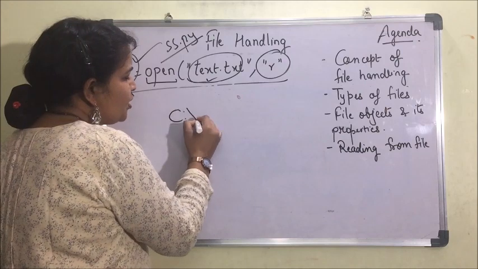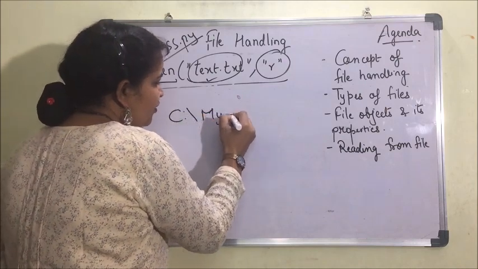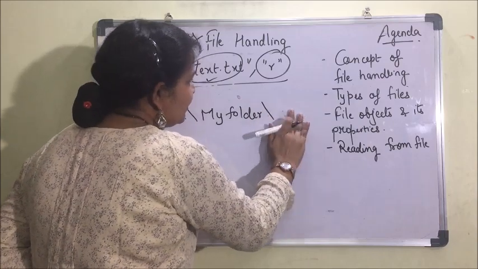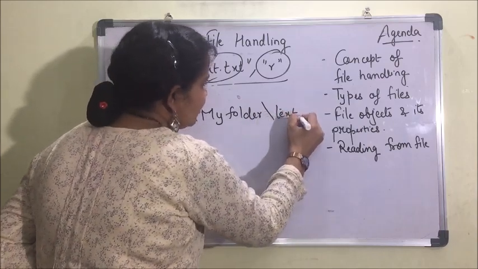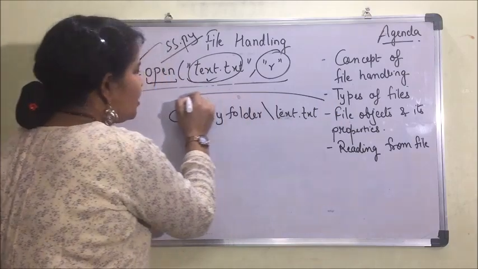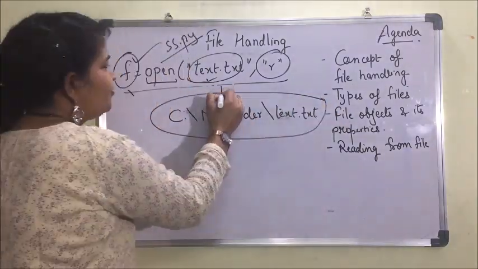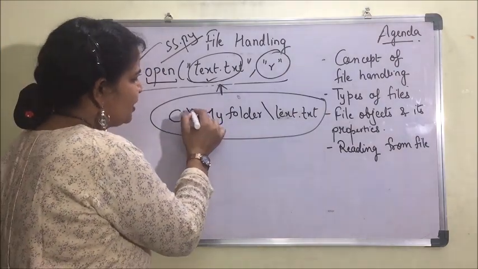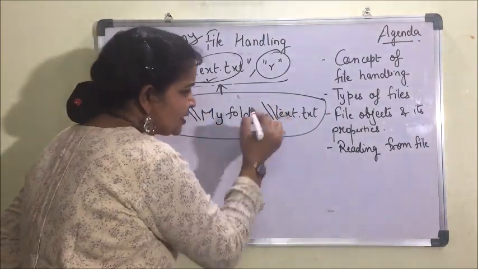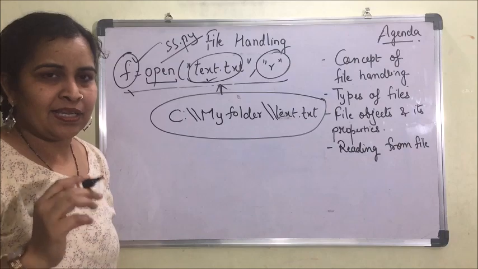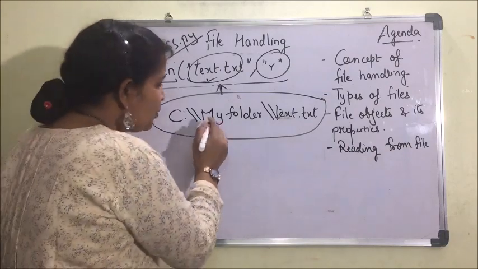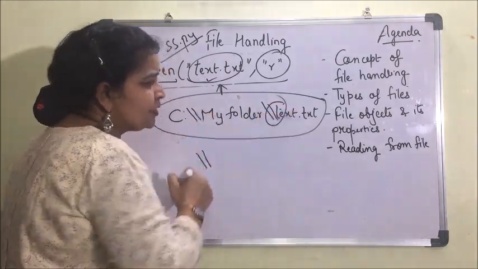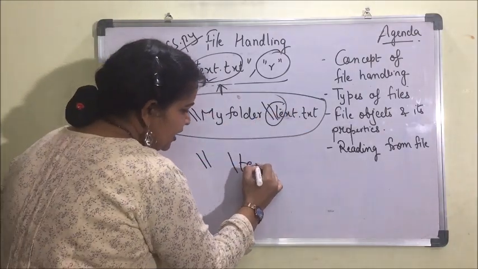Suppose the location is C:\my folder, then text.txt. So this location you have to write here. But in this case, you have to take care: instead of a single backslash, you have to use a double backslash. Why? Because suppose I have written the name, suppose this \text.